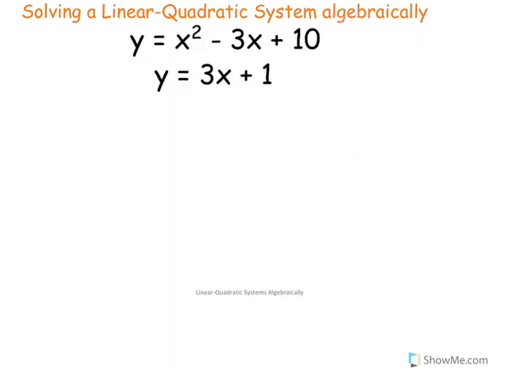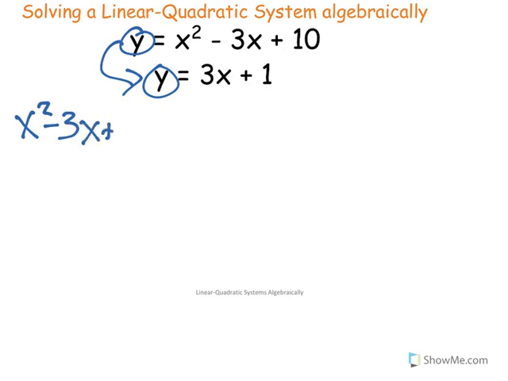All right, so we should be able to do the same thing here, right? I see that both of these are equal to y, which means they're really equal to each other. So I'm just going to replace my first one with y. So I get x squared minus 3x plus 10 is equal to 3x plus 1.